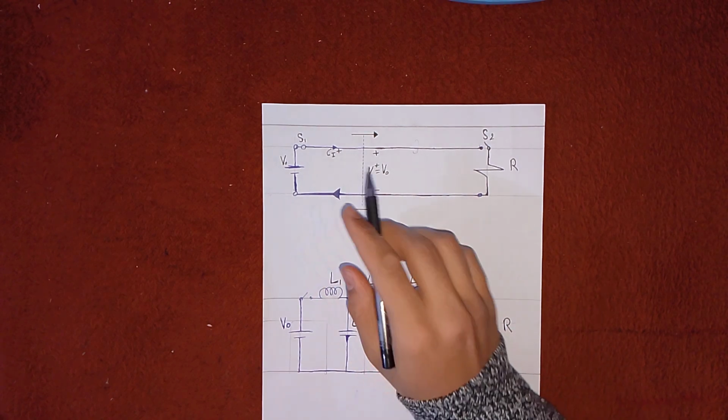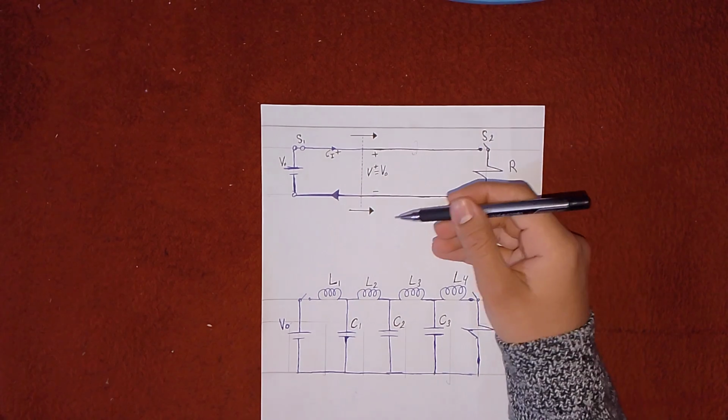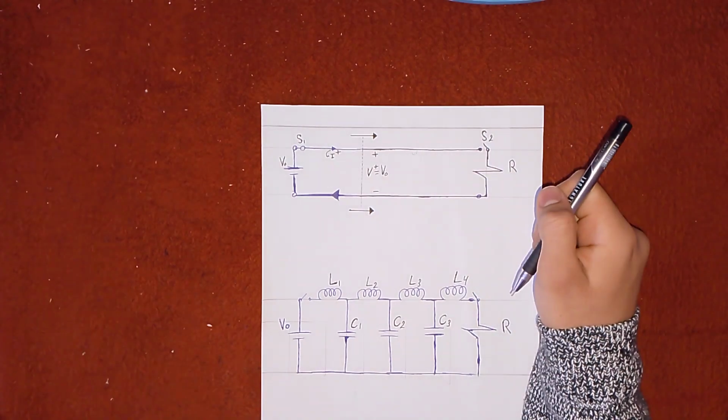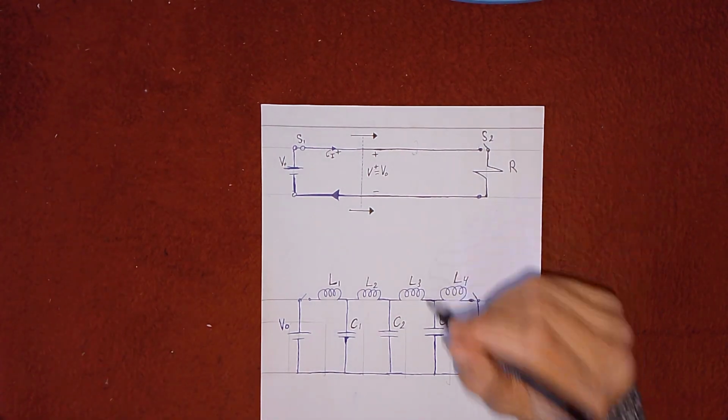The wavefront moves along the line, and when it reaches the far end, it reflects fully if the resistance R or the load is disconnected, and reflects partially if the load is connected. What else?